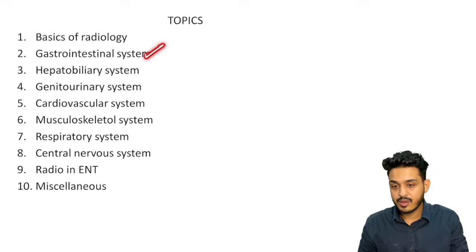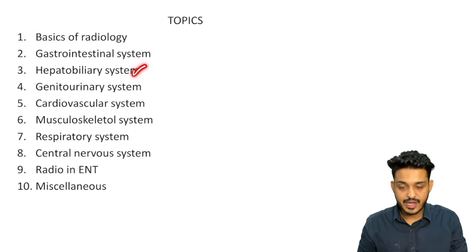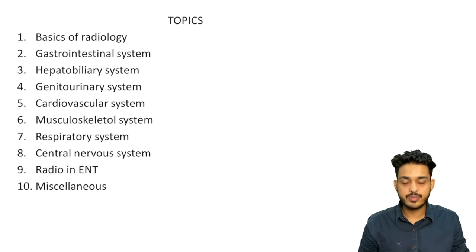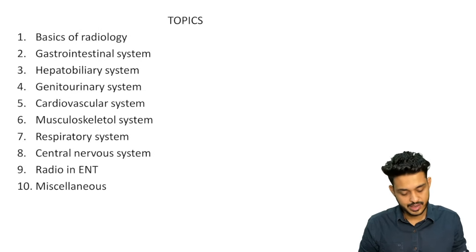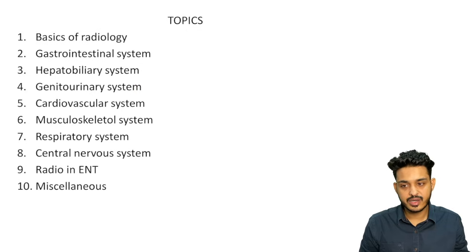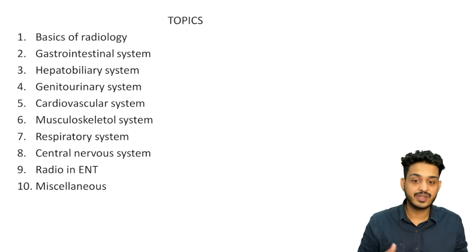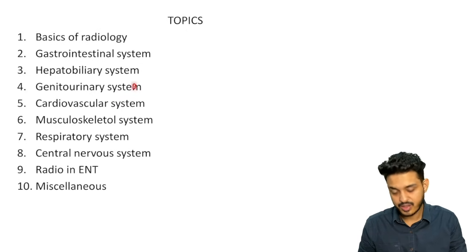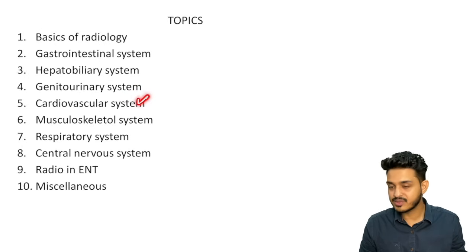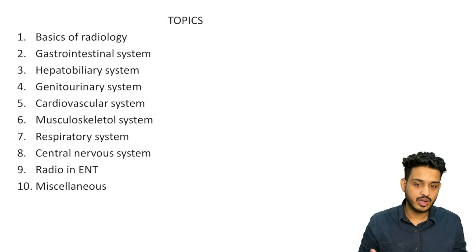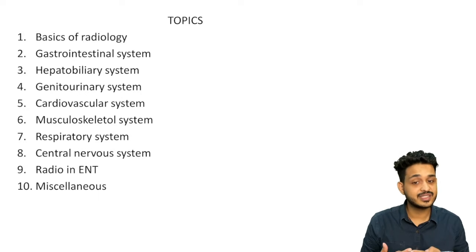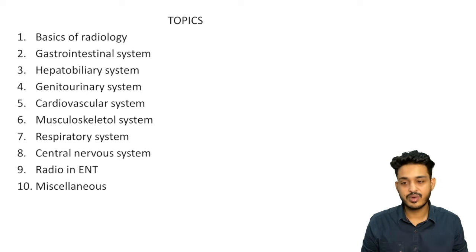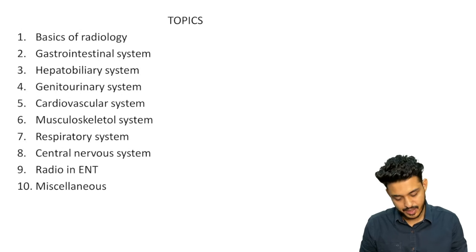We are going to learn about the GIT system, then we will discuss the hepatobiliary system, where we are going to see the liver and bile duct. Then we will learn about the genitourinary system, where we will look at the kidneys, ureter, and urethra. Then we will discuss the cardiovascular system and different pathologies of cardiology, and how we see those things under CT scan or ultrasound.